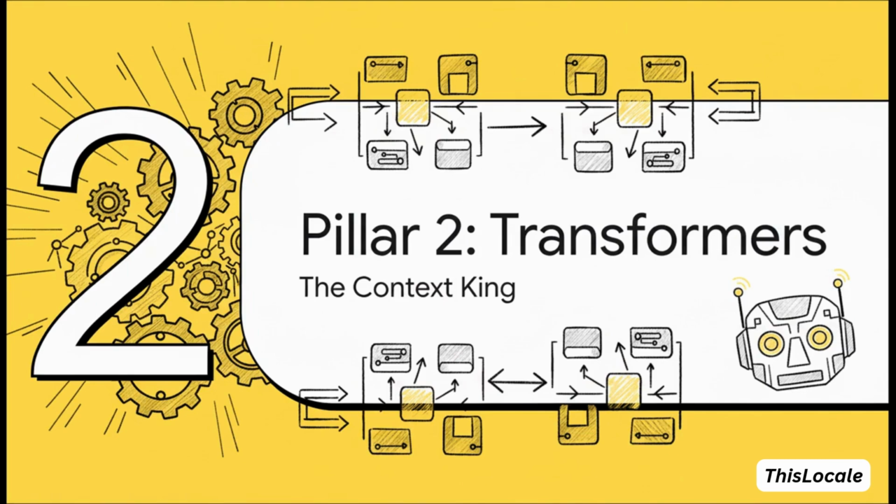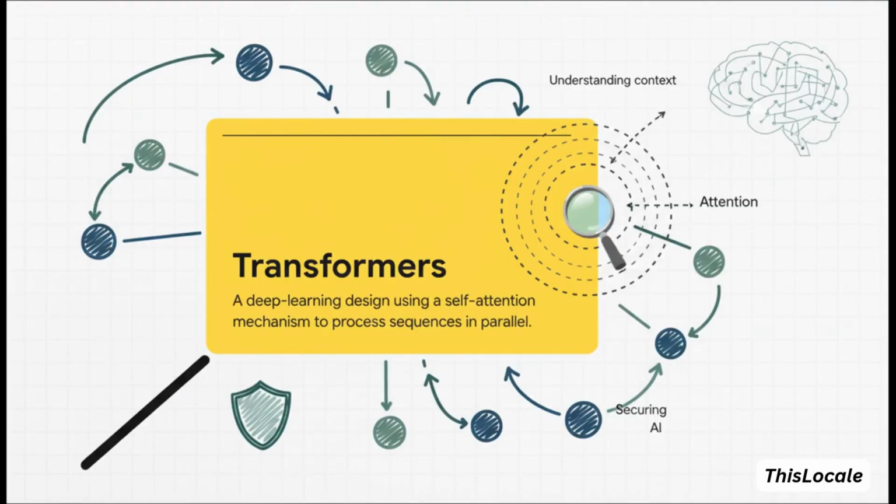All right, moving on to our second pillar, and this is where things get really interesting. We're talking about transformers, the architecture that didn't just tweak AI, it completely changed the game on how AI understands context and the relationships within data. The big breakthrough here, which came out of a famous paper called Attention Is All You Need, is this mechanism called self-attention.